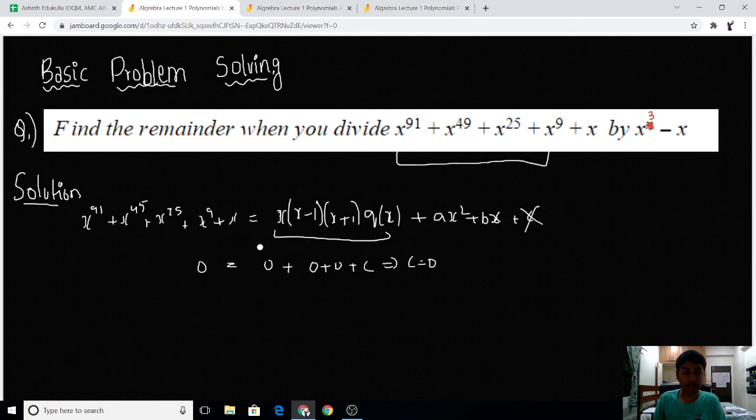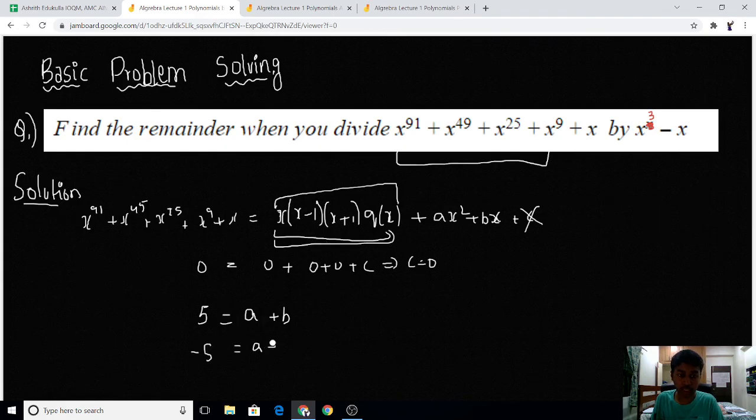Now if we put x equals 1, you get 1, 2, 3, 4, 5. So 5 equals, again this part becomes 0 because x minus 1 equals 0, so the whole term becomes 0, equals a plus b. We don't need to include c because c is 0. And if you put x equals minus 1, again this whole thing becomes 0. So you get minus 5 equals a minus b.